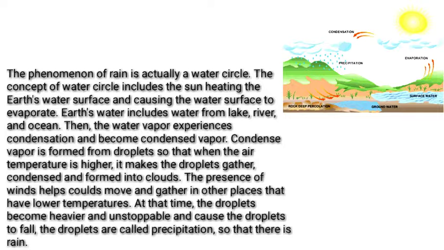Condensed vapor is formed from droplets so that when the air temperature is higher, it makes the droplets scatter, condense, and form into clouds. The presence of winds helps clouds move and gather in other places that have lower temperatures. At that time, the droplets become heavier and unstoppable and cause the droplets to fall. The droplets are called precipitation, so that there is rain.